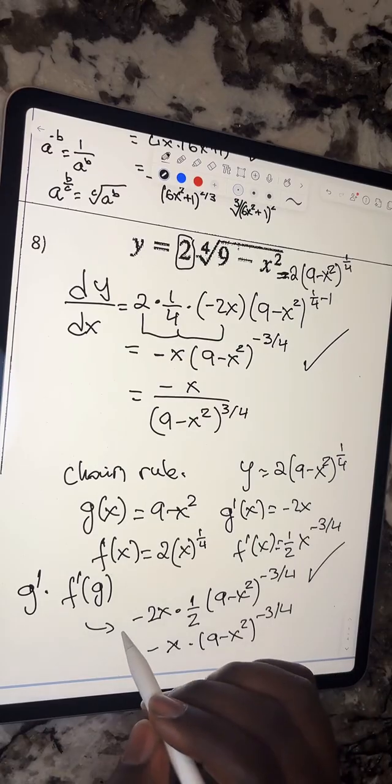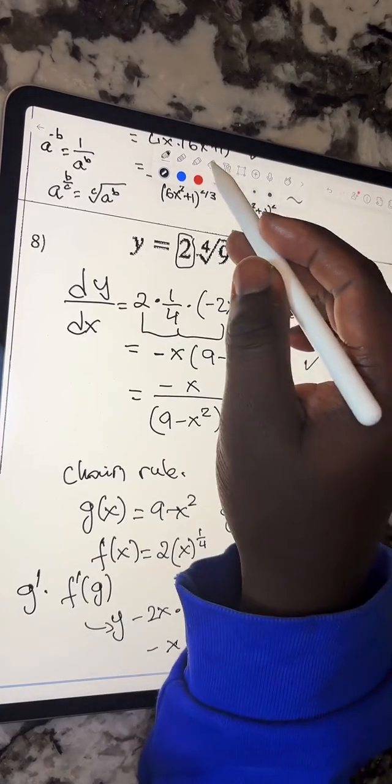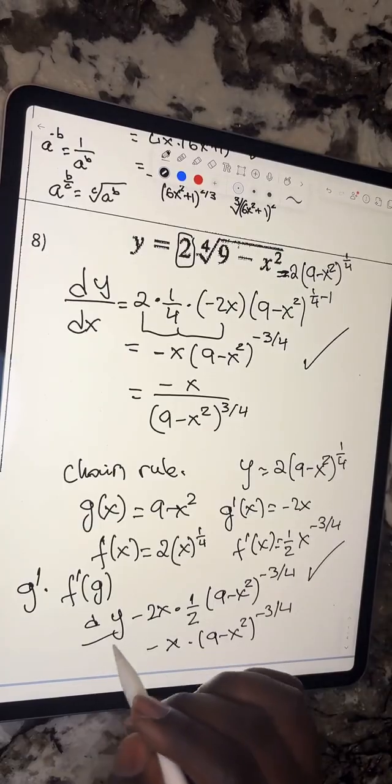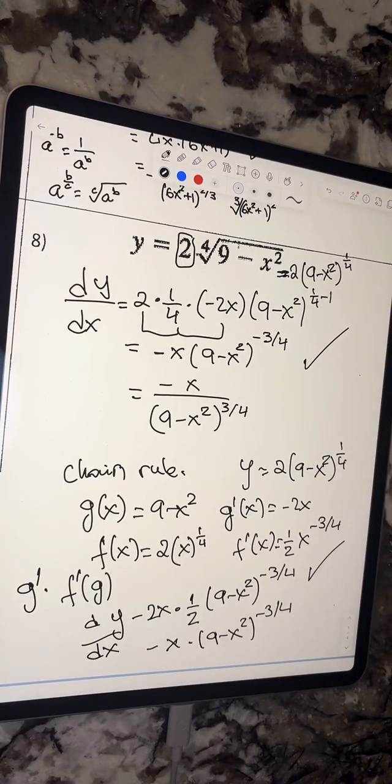Okay, so here then, this is going to be y prime, my bad. I mean to write dy over dx. So which means that now dy over dx, this is dy over dx. So you guys see that we have the same question.